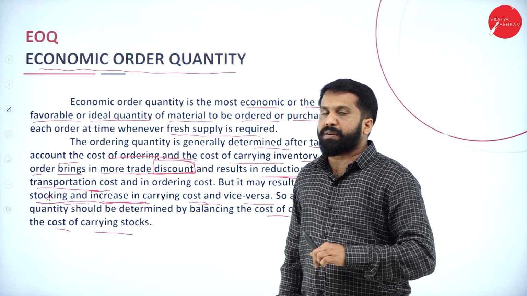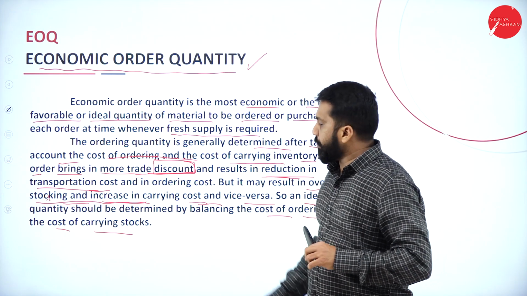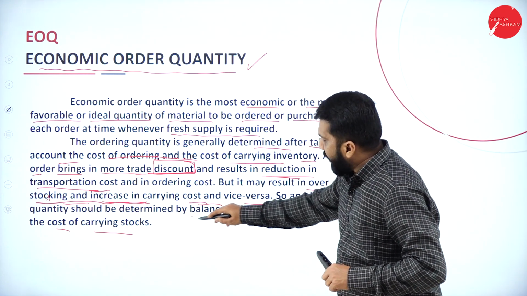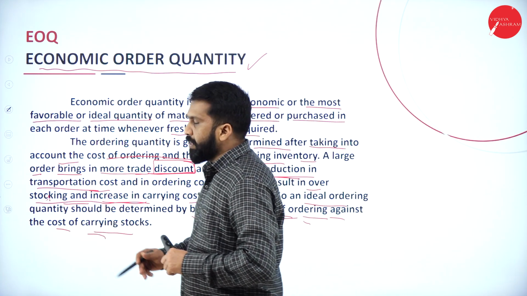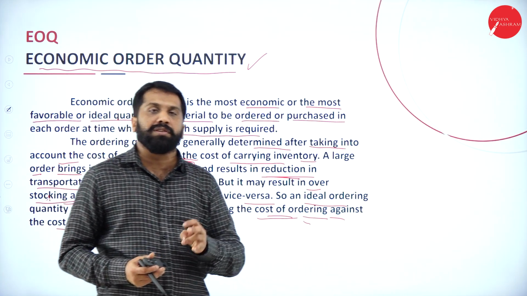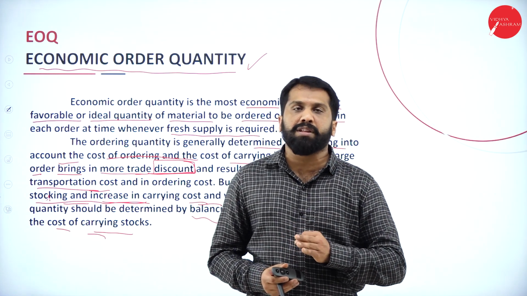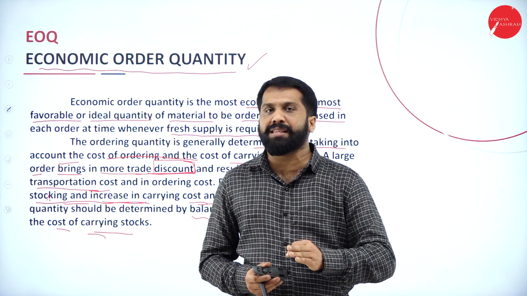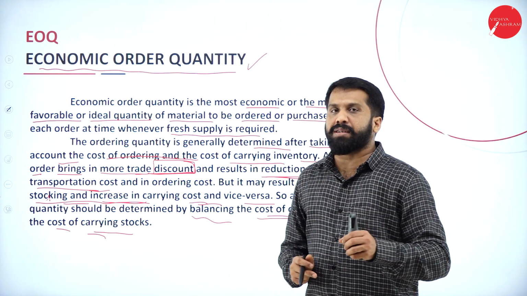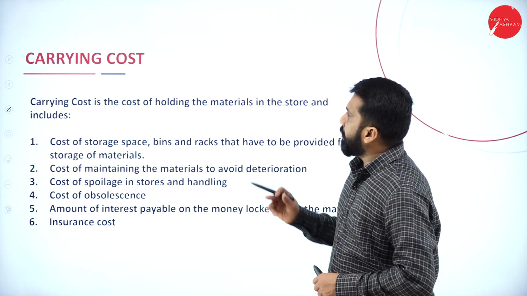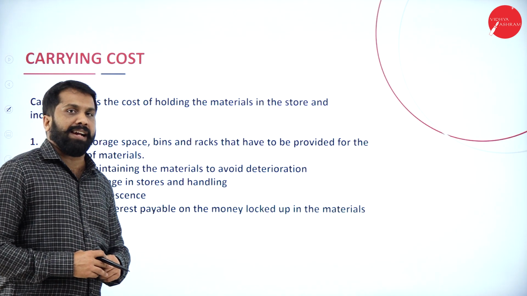At the time of purchasing, if it is EOQ, what will it do? It will balance the cost of ordering against the cost of carrying. Your carrying cost, ordering cost, your stock and the price of the unit, everything will be managed and balanced. That is called EOQ, economic order quantity. Now, what is carrying cost in this? We'll understand what carrying cost is.